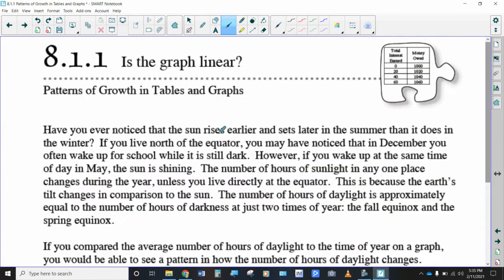All right, have you ever noticed that the sun rises earlier and sets later in the summer than it does in the winter? If you live north of the equator, you may have noticed that in December, you often wake up for school when it's still dark. However, if you wake up at the same time in May, the sun would be shining. The number of hours of sunlight in any one place changes during the year, unless you live directly at the equator, but even that changes a little bit. This is because the Earth's tilt changes in comparison to the sun. For a little science lesson, there you go.